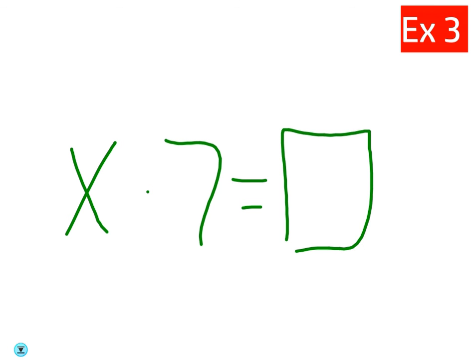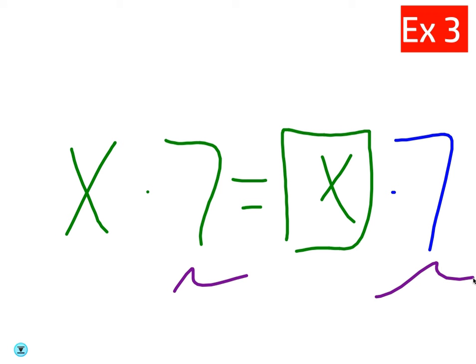Let's do another one. Okay, x times 7 equals what times 7? X. So we multiplied both sides by the same number. I think you guys are good on this one, right?